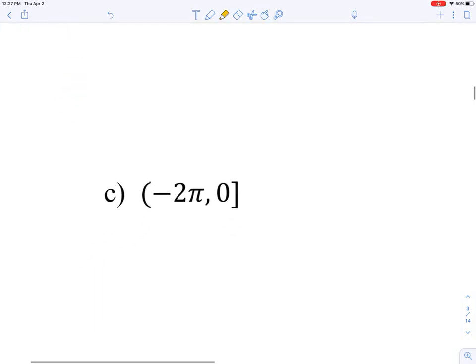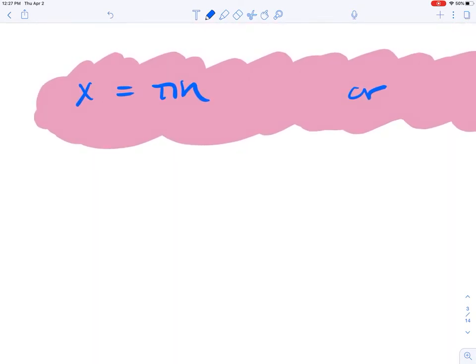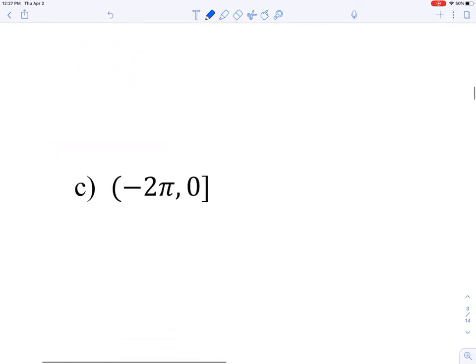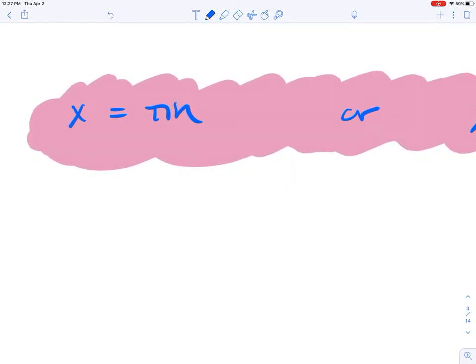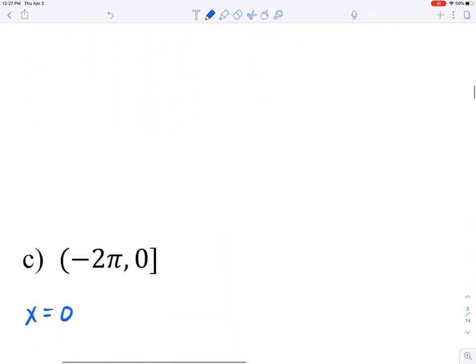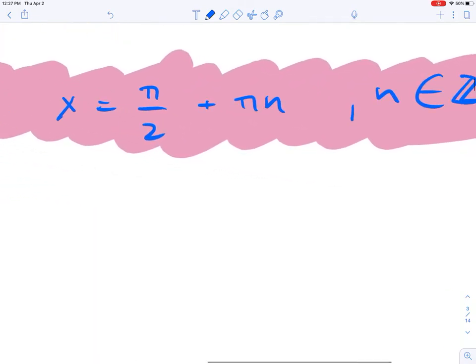And we can go through a similar process for coming up with our solution set over the interval from negative 2 pi to 0. Because we're going to have negative angles as part of the solution set, if n was equal to 0, 0 is on this interval. So I'll have x equals 0. If n is equal to negative 1, we'll have negative pi. And if n were equal to negative 2, that would be negative 2 pi, and negative 2 pi is not included on the interval. So I go over to the other equation.